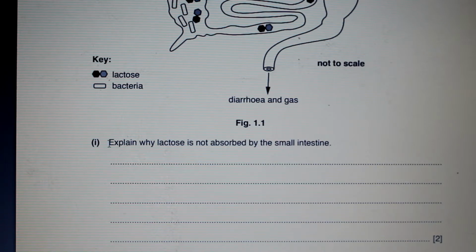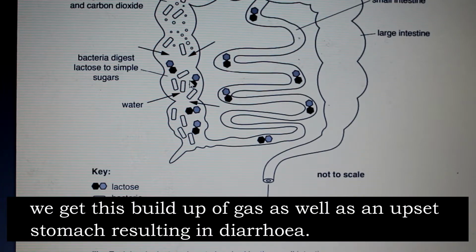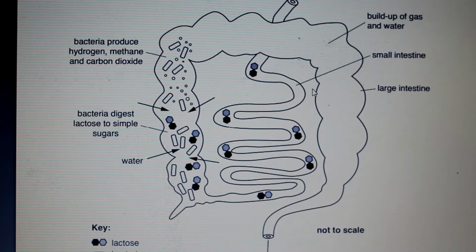So we are asked to explain why lactose is not absorbed by the small intestine. And the reason why it's not absorbed is because the molecule is too large to be absorbed if it's not broken down. And because the enzyme to break it down is not present, the molecule just travels through the GIT and is not broken down at all.